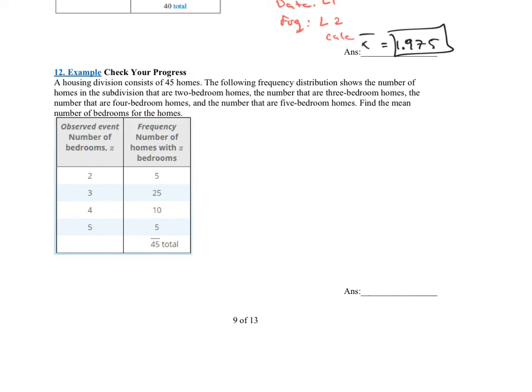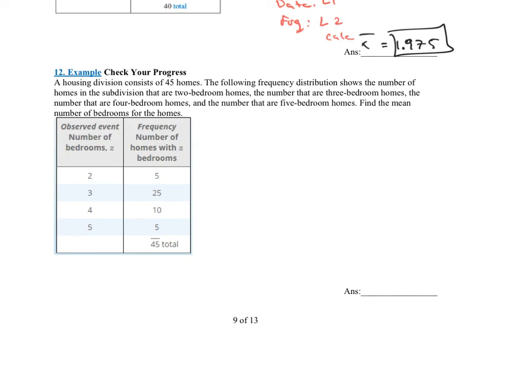It says a housing division consists of 45 homes. The following frequency distribution shows the number of homes in the subdivision that are 2-bedroom homes, the number that are 3-bedroom homes, the number that are 4-bedroom homes, and the number that are 5-bedroom homes. It says find the mean number of bedrooms for the homes.